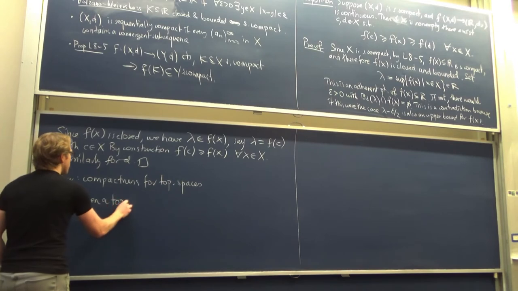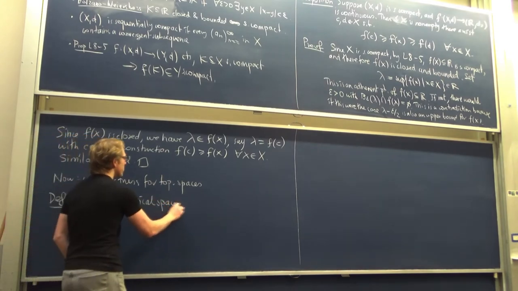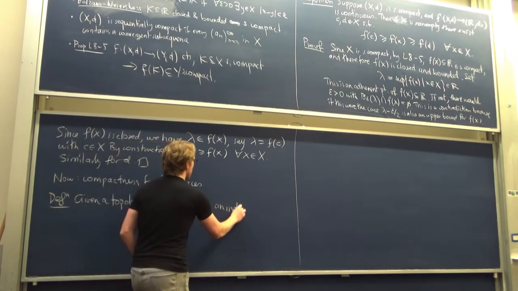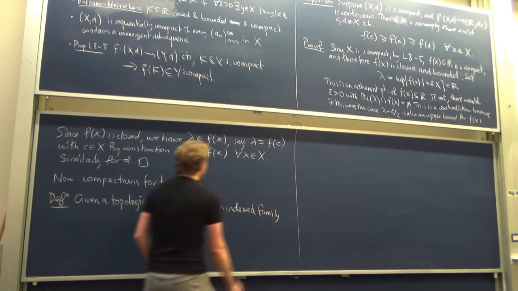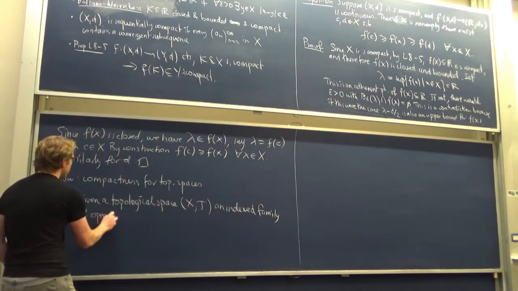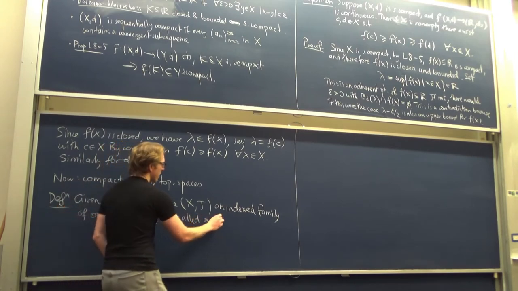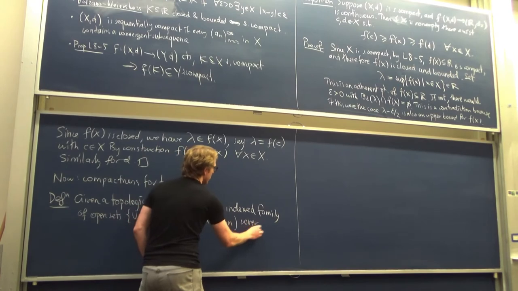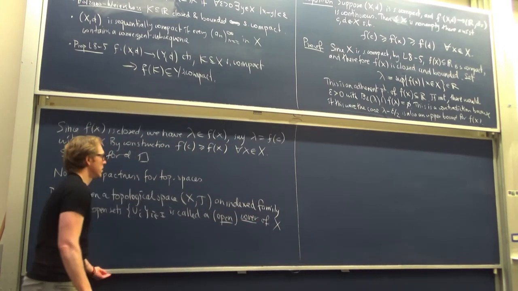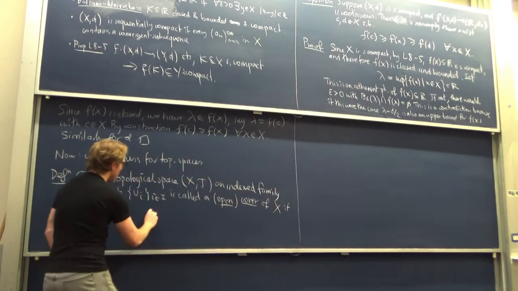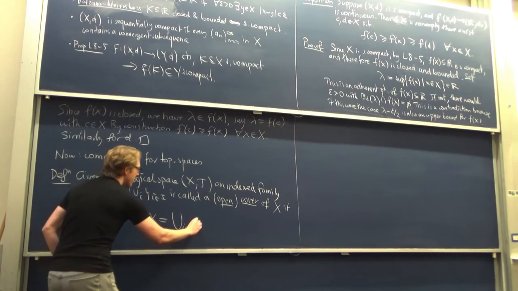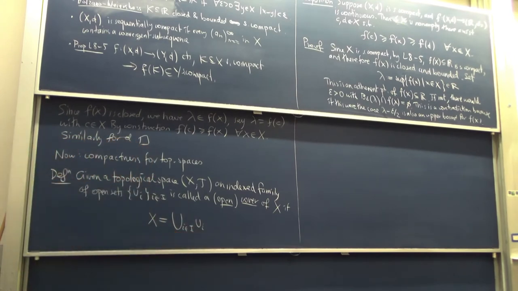Okay, you know, topological space. An indexed family of open sets U_i is called an open cover of X if it covers X, that is, every point in X occurs in some U_i. Put open in brackets because I'm never going to talk about anything but an open cover. So if I say cover, I mean an open cover. So I'll use both terms interchangeably.